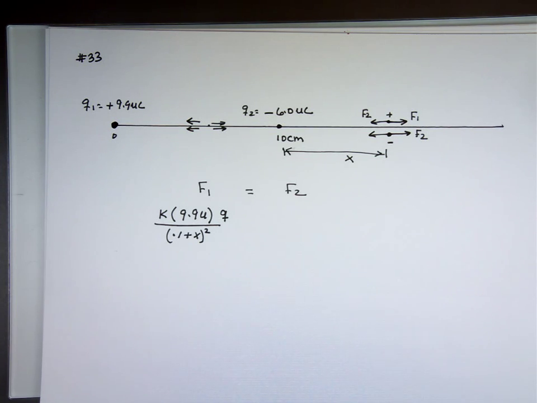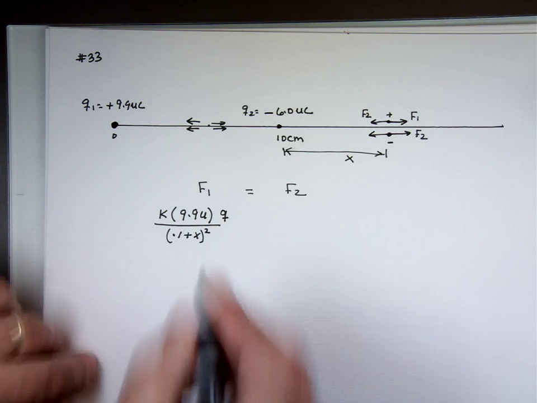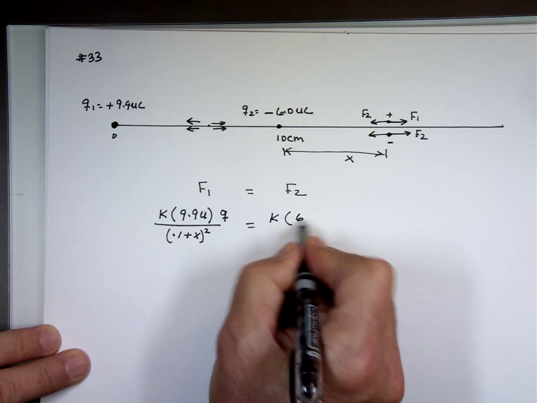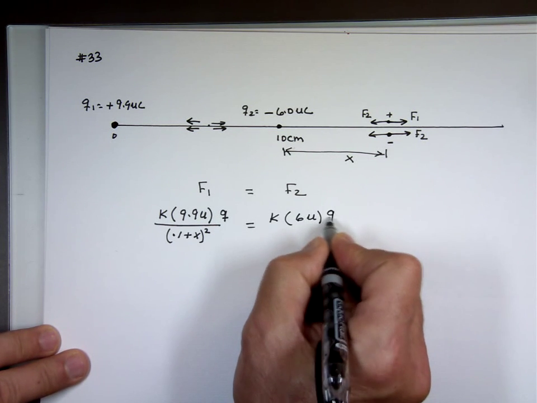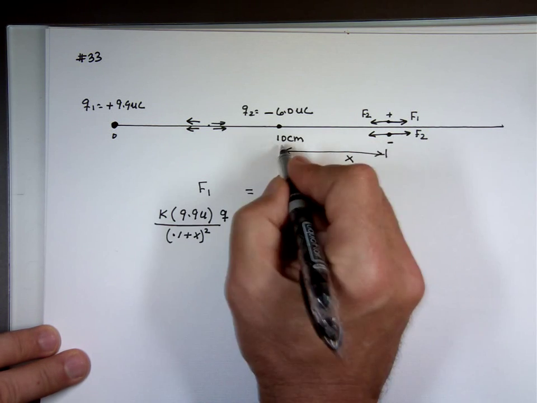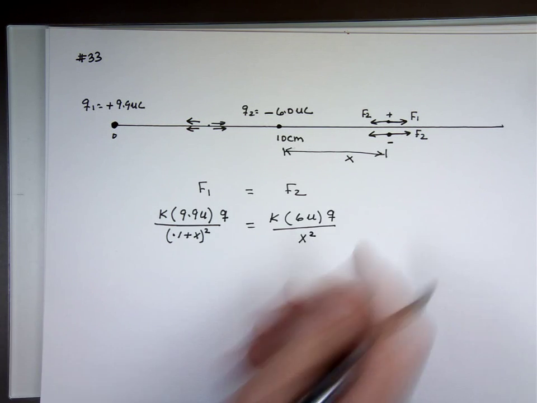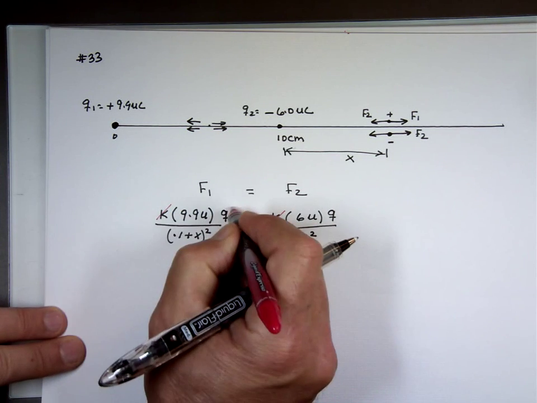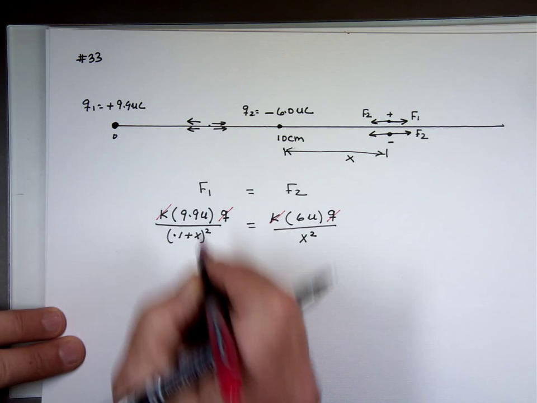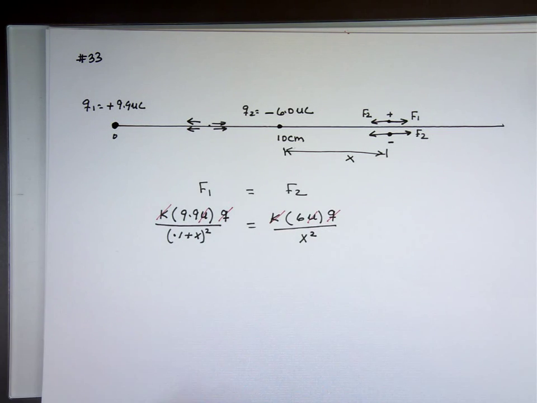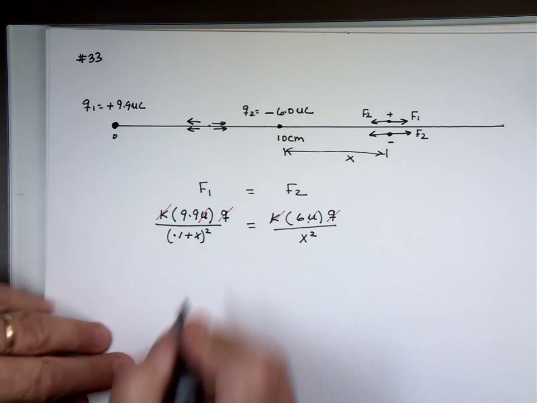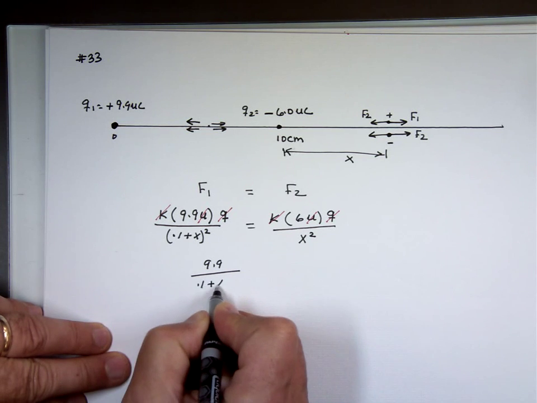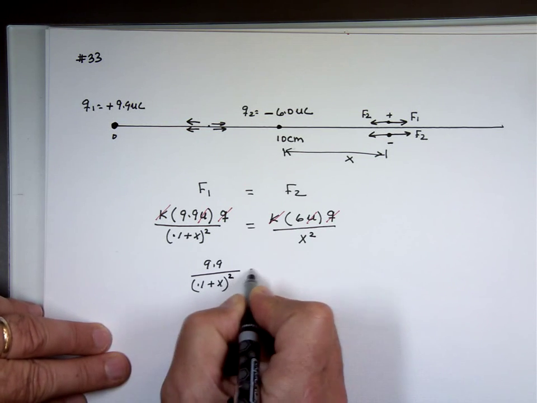And what is F2 going to be? K times the charge, and the charge here is what? 6 micro, times Q, the charge going to be placed there, over the distance squared, which is x squared. Here's the good news. I left it as K because it shows up on both sides. I can just cancel it out. I can cancel the Q out. I can cancel the micro out of each one because it shows up on both sides. So I have 9.9 over (0.1 plus x) squared equals 6 over x squared.